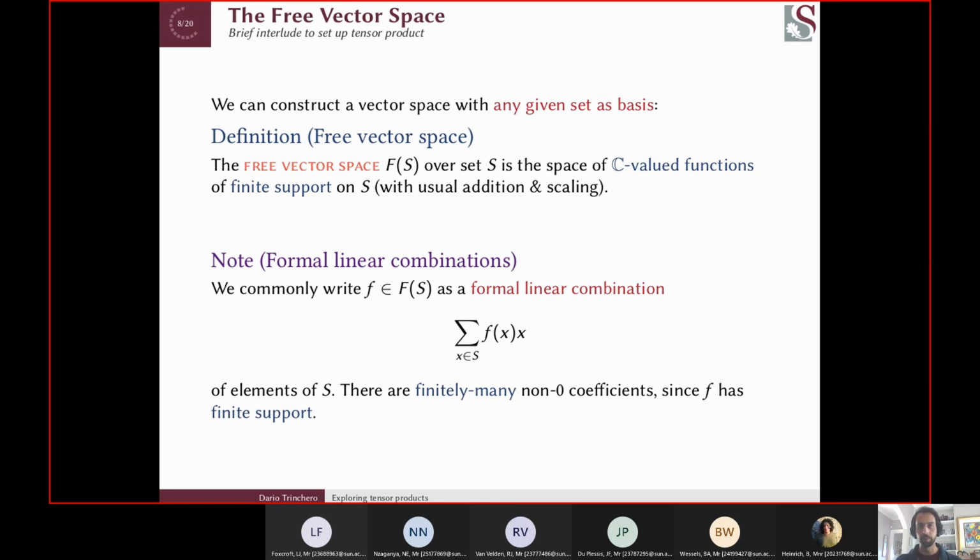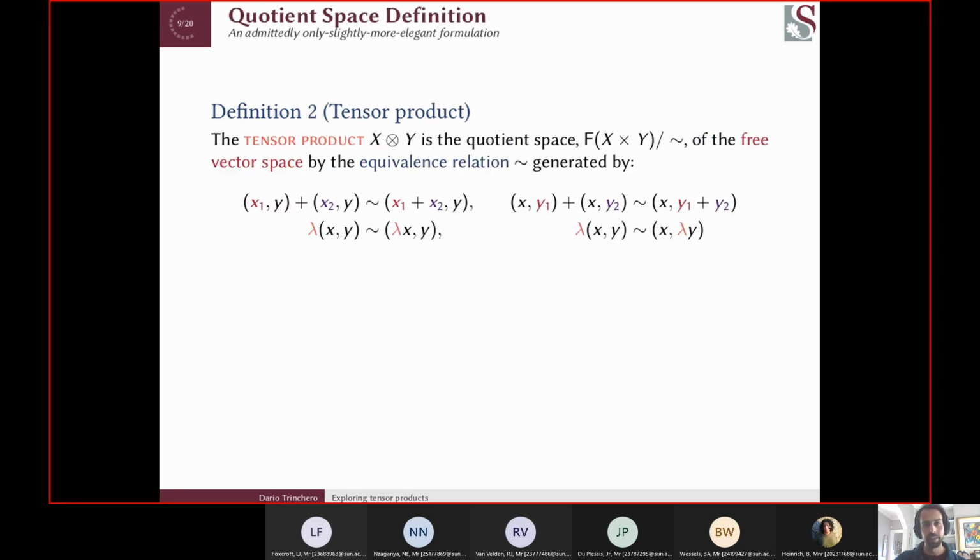Okay, so with that out of the way, that's the free vector space. We can finally get to the first slightly abstract definition of the tensor product, and I've even titled it an admittedly only slightly more elegant formulation. But okay, the tensor product is the quotient space of the free vector space of the Cartesian product of the two vector spaces with respect to the equivalence relation generated by these relations over here. Okay, good grief, that's a lot to parse.